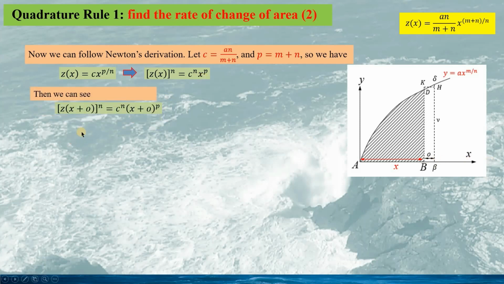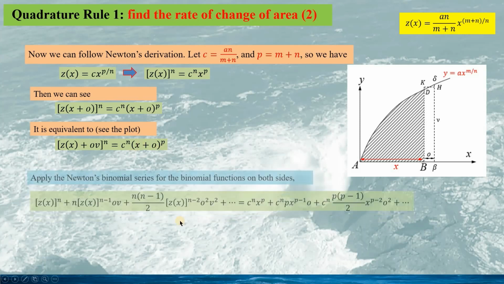And if we consider the increment of the area due to the increment in x, we have the expression as this. And as we have seen before, the area z for x plus o should be expressed as z plus o v. So we have the expression as this.